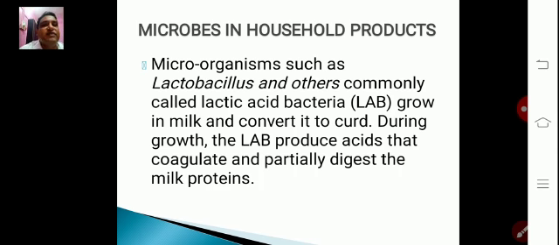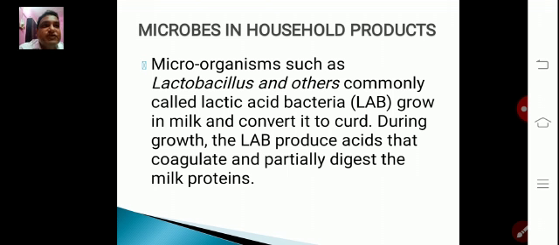Another very useful product used in our daily life is bread. Bread is manufactured with the help of yeast. The yeast Saccharomyces cerevisiae, also known as baker's yeast, is used in making bread. A small quantity of yeast is added to wheat flour. The flour is kneaded and left for a few hours. It swells up. This process is known as leavening.